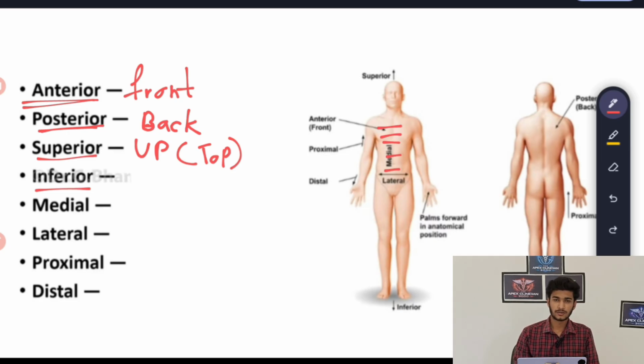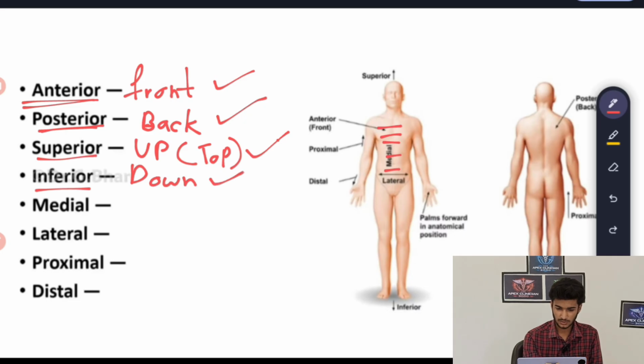So the anterior part, we'll just write it as front of the body. Posterior is just the back of the body. Superior is basically towards the top of the body, and inferior is just towards the bottom of the body. Then there are two terms, medial and lateral. What is medial? What is lateral?